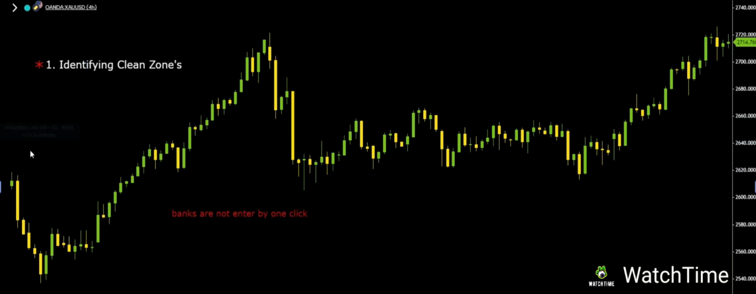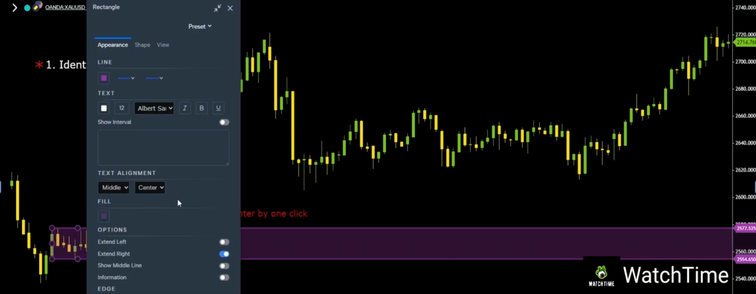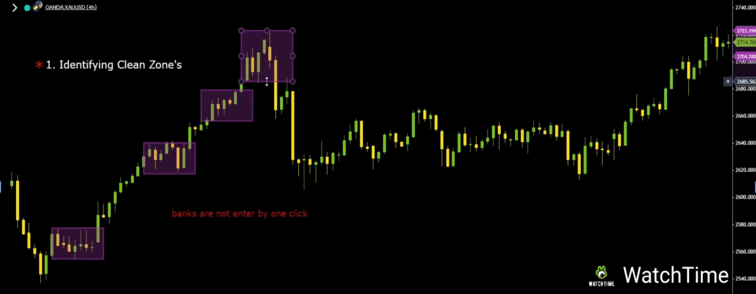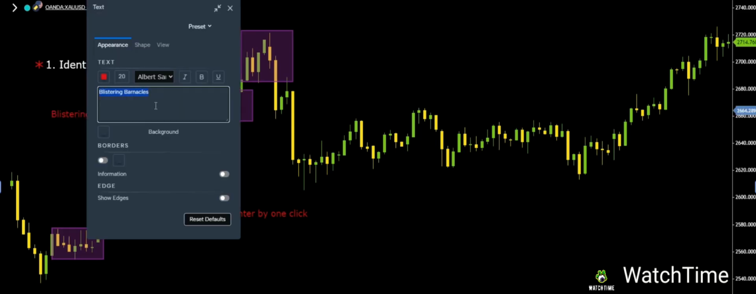Why impulse matters. Institutions don't enter with one click. They scale in, gradually, strategically, and often inside areas of accumulation or distribution. But when they're done accumulating, they trigger the move, and that's when you see the explosion. That explosion gives you the evidence you need: this zone had real interest. There was real imbalance here. There were orders stacked here. This is what separates a random candle from a clean zone.